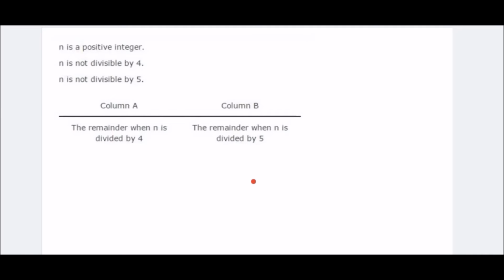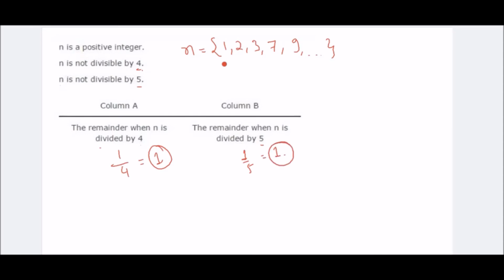Here is our next question. N is a positive integer. N is not divisible by 4. N is not divisible by 5. So compare the remainder when N is divided by 4 and the remainder when N is divided by 5. So from the above condition we can analyze that N could be any value, right? Like 1, 2, 3, 7, 9, any value. So let's consider 1. What will be the remainder? 1 divided by 4, the remainder will be 1. And here also, if 1 is divided by 5, then the remainder will be 1. So in both conditions, both are equal.